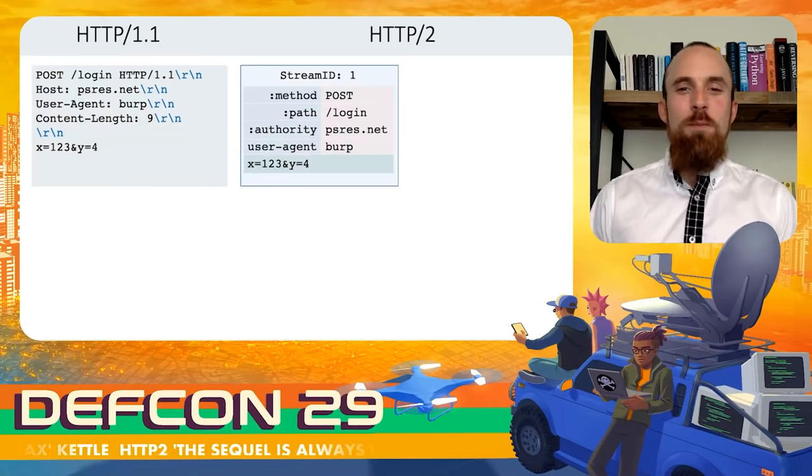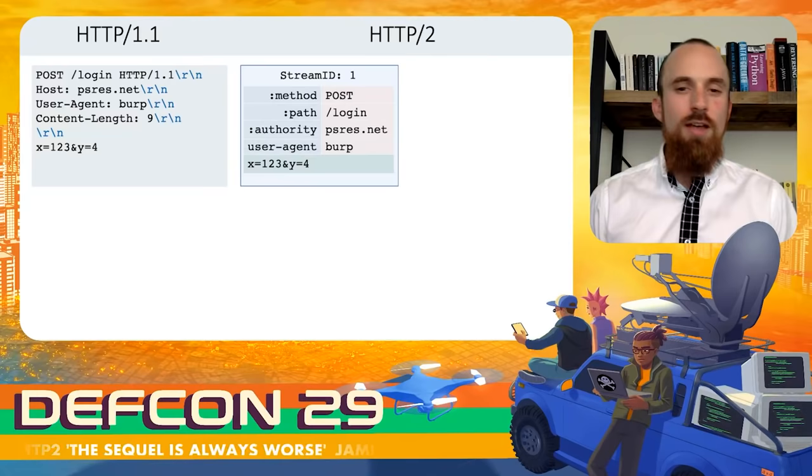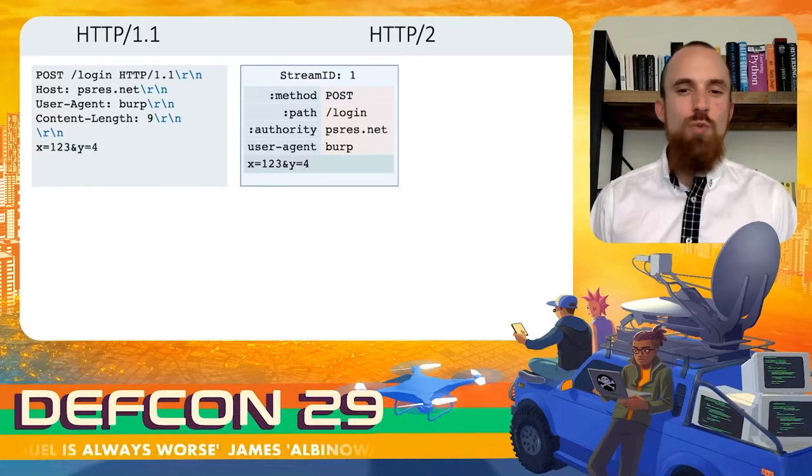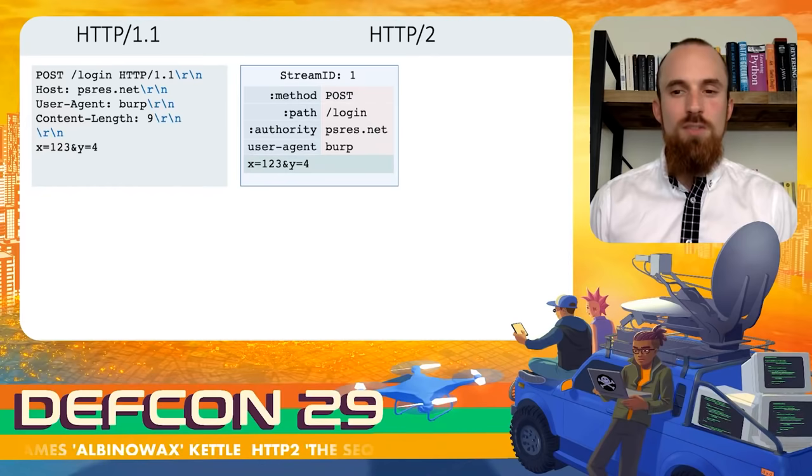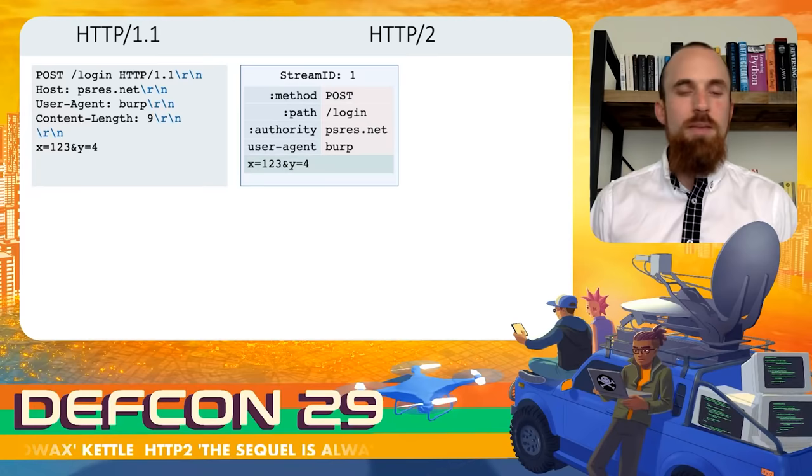Although H2 is complex, there's only actually four key things that you need to understand in order to wield it as a weapon. Here, we can see an identical request represented in H1 and H2. The first key difference is the request line. H1 has the request line containing the method and the path, whereas H2 has removed this concept and replaced it with pseudo headers, which look just like normal headers, but they begin with a colon. And these are used to transmit more or less the information that you would expect in the request line.